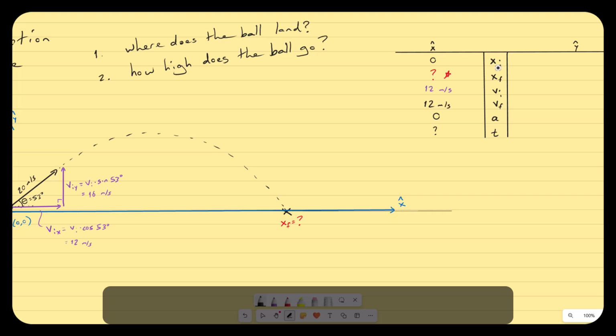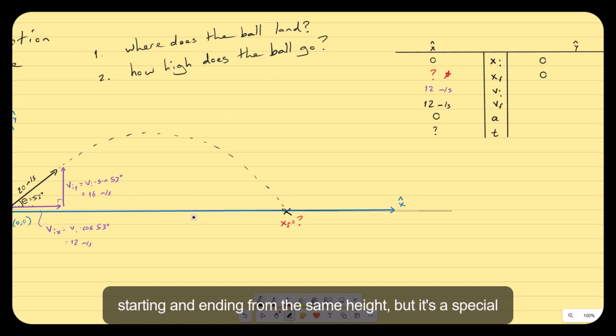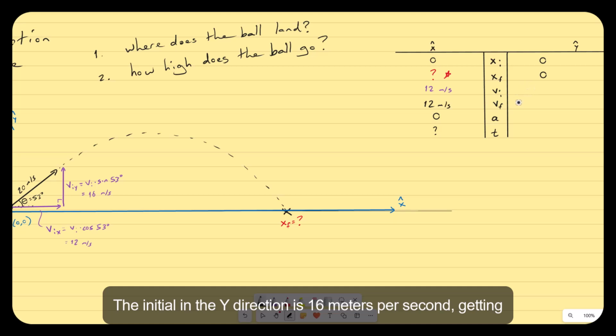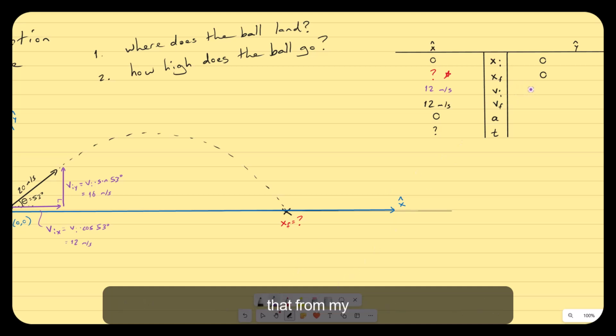Onward. Y direction. My initial y position is 0. My final y position, I'm going to hit the ground again, so that's also 0. Now this is a special case because I'm starting and ending from the same height, but it's a special case that's really going to represent something like 30% of the problems that you actually do. So special, yes, but not uncommon. V initial in the y direction is 16 meters per second. I'm getting that from my parabola, from breaking this into components.